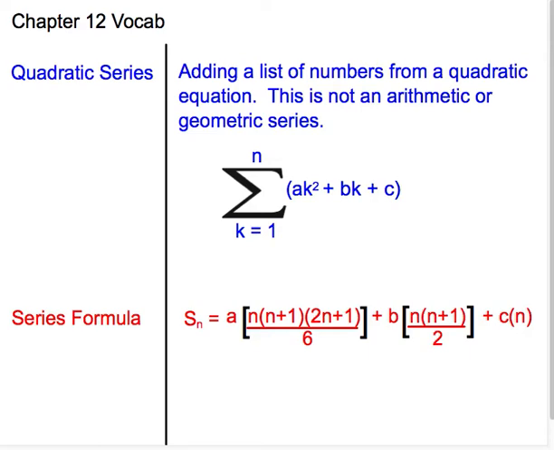Our last lesson, we're going to be taking a look at quadratic series. So obviously when you take a look at the explicit formula in summation notation, it looks like a quadratic function. Note that this is not arithmetic or geometric. So we have another formula for our quadratic series, which is listed below.